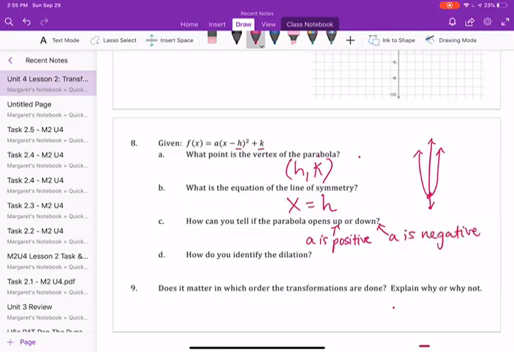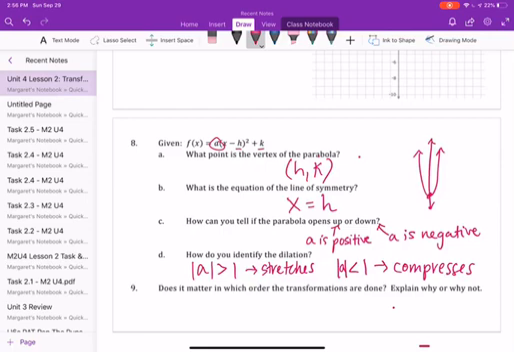Finally, when we identify the dilation or the stretch factor, the growth factor, we're looking at our a value. And so this is our a. And when the absolute value of a is bigger than 1, then it stretches. And when the absolute value of a is smaller than 1, it compresses, becoming wider instead of skinnier.